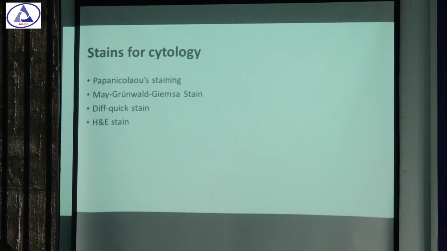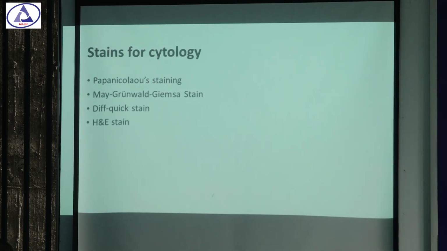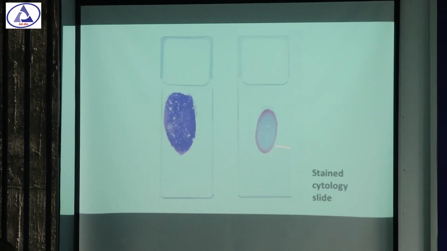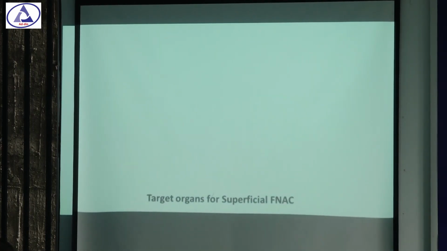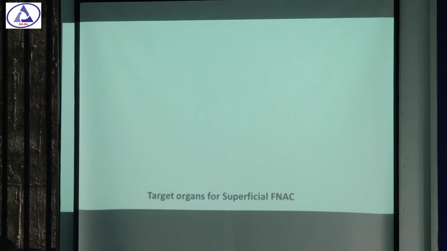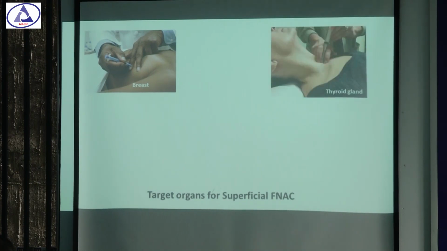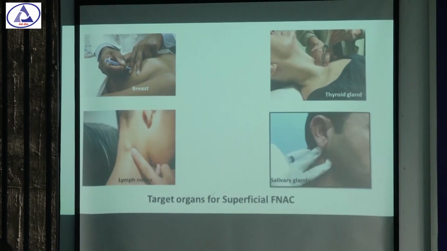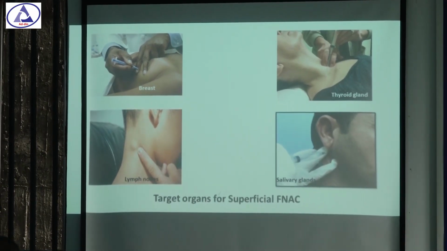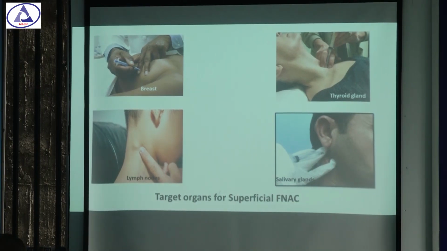What are the stains? The most commonly used stain is the Pap stain. Others are MGG stain, Diff-Quik, and H&E stain can also be done on cytology samples. This is what a stained cytology slide looks like. So what are the target organs for superficial FNAC? For superficial FNAC, any palpable organ or lesion can be used. For example, the breast, the thyroid, the lymph node, and the salivary glands. But any superficial organ FNAC can be done. The next is, what are the targets for deep or guided FNAC?